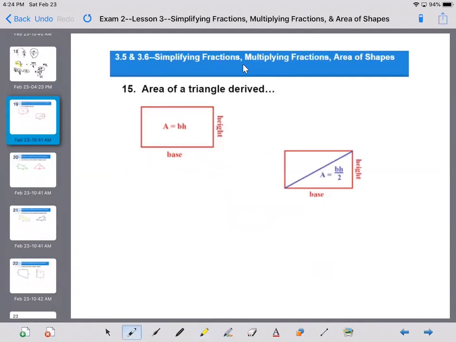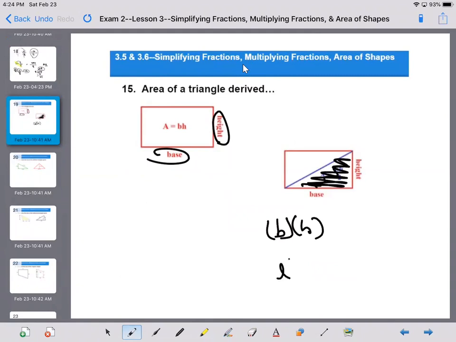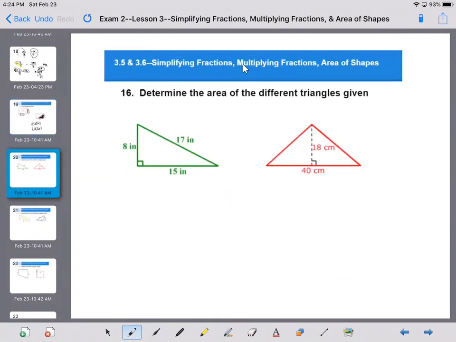If you're going to find the area of a rectangle, of course, it would just be your base times your height. But if you want a triangle, now you're wanting just half of that area. So if you draw your diagonal, you would take the base times the height, or length times the width, and you would take half of it. So if I want to determine the area of the different triangles, I need to look for the base and the height, and don't forget to take half of it.